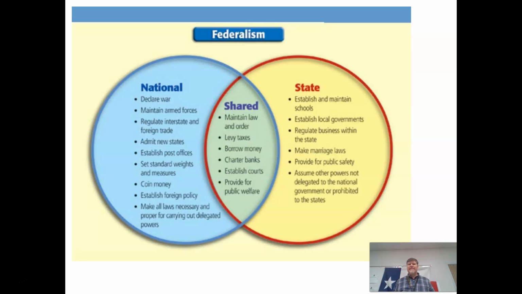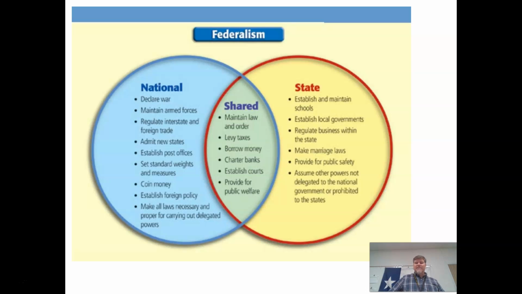This just goes into some of the details about what are national powers, what are state powers, and what are shared powers. You can see here in the middle, for example, maintain law and order. We have both state governments that set up police forces to help maintain law and order, but also federal agencies like the FBI or the Drug Enforcement Agency and different federal authorities that maintain order.